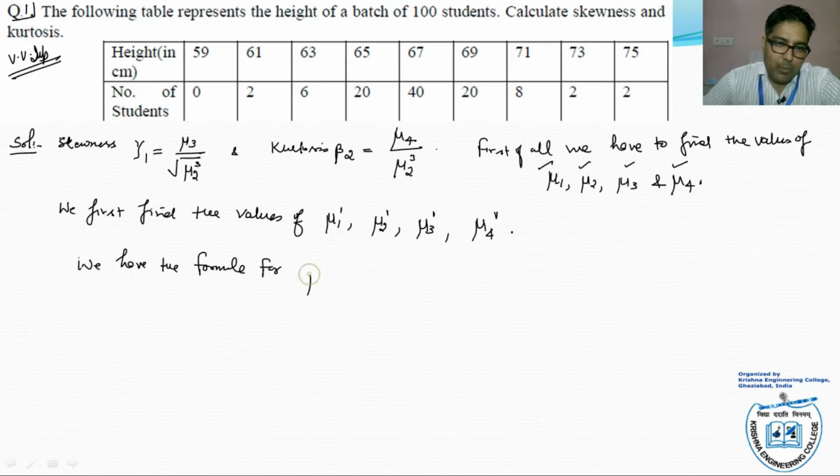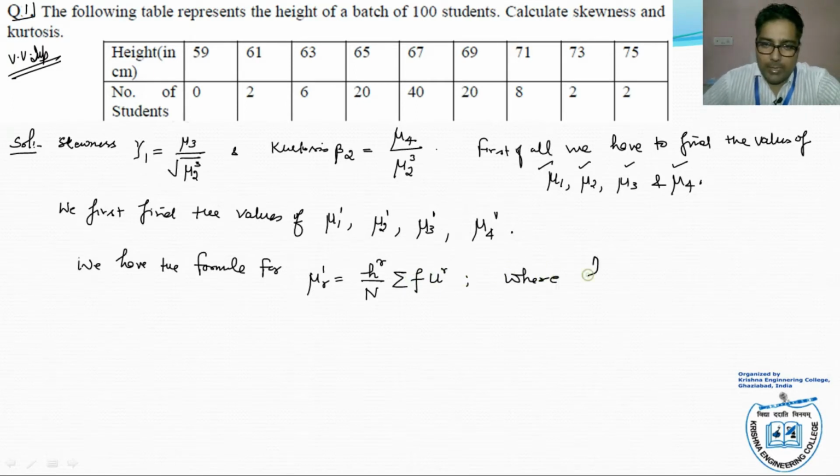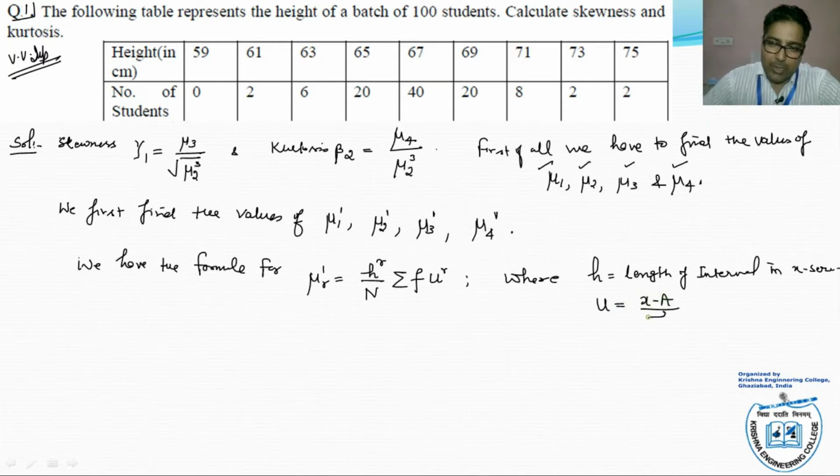for mu dash r is equal to h to the power r by n sigma f u to the power r, where h is the length of interval in x series, u is equal to x minus a upon h, and sigma f is equal to capital N.